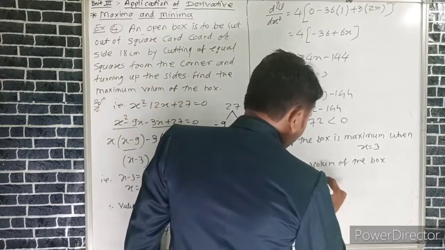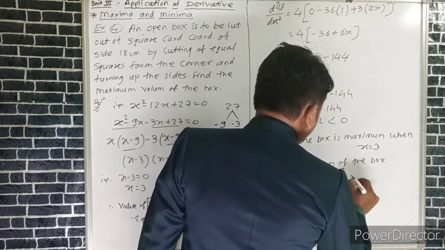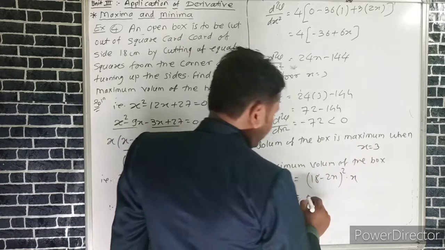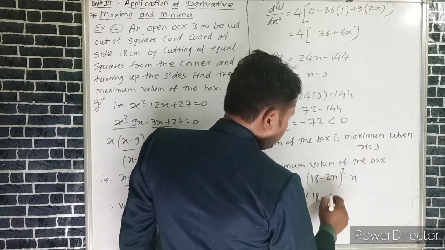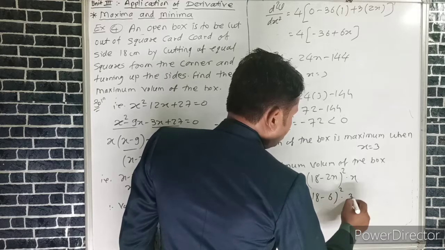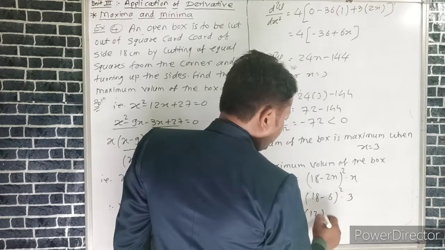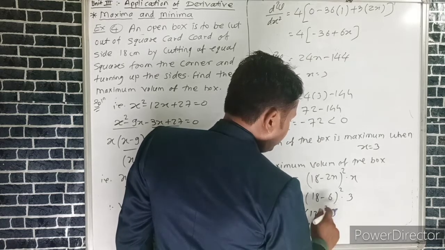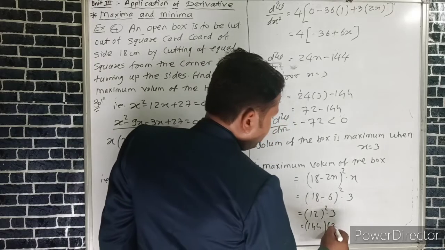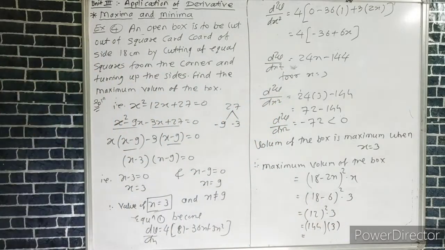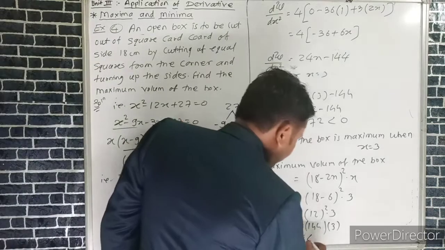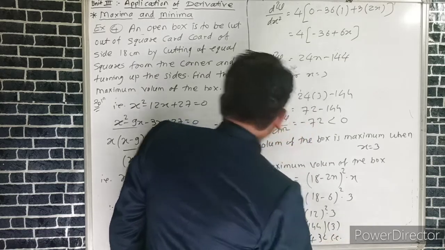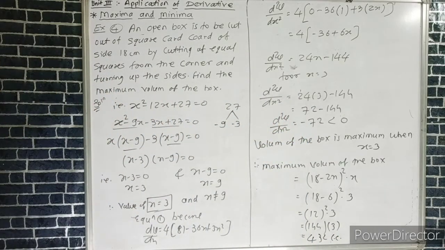Volume is (18 minus 2x) whole square into x. The value of x is 3. We can write (18 minus 2 into 3, which is 6) whole square into 3. 18 minus 6 is 12 square into 3, the square of 12 is 144, so 144 into 3. And the value of 144 multiplied by 3 is 432 cc, which is the required value of the volume of the box, which is maximum.